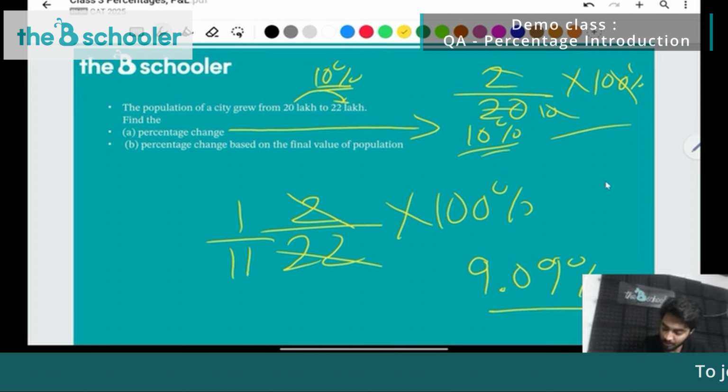Those who solved it, did you use this, Ashna and Dishil? Nandakrishnan, did you use this, or did you do the calculation?